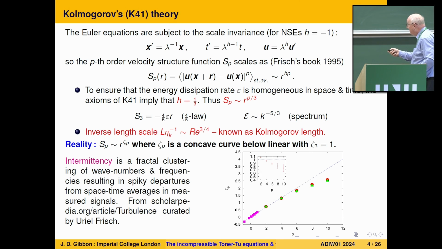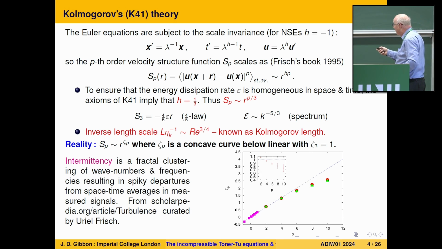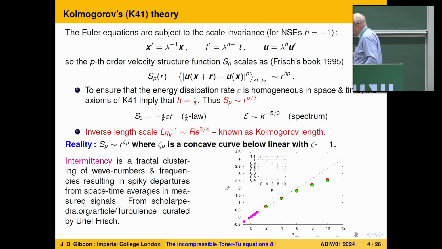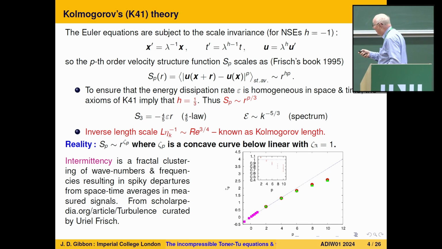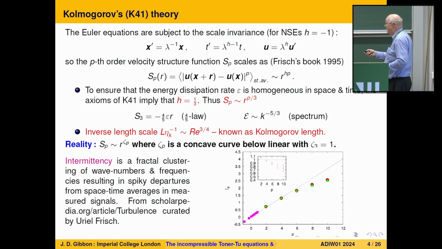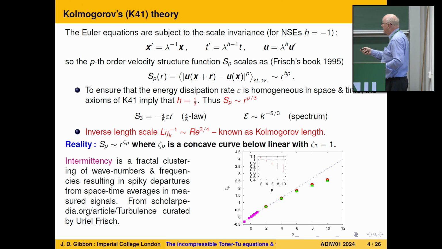Okay, now K41 basically axioms say that if the dissipation rate is to be homogeneous in space and time, then H must be a third. So you're talking like S_p is r to the p over 3. And that's consistent with the 4/5 law, which you actually can calculate directly. And that's why there's an equals there, the -4/5 epsilon r. So when p is 3, that is consistent with this.